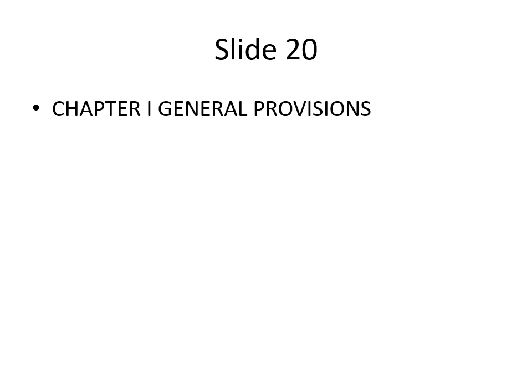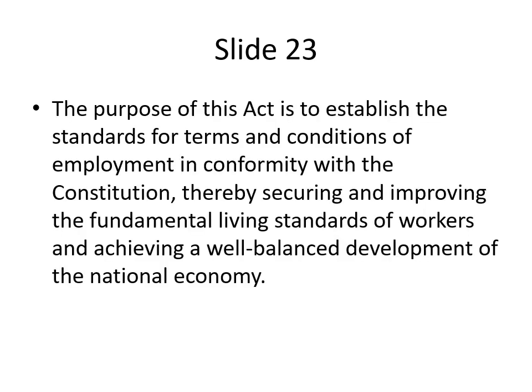Chapter I General Provisions. Article 1, Purpose. The purpose of this Act is to establish the standards for terms and conditions of employment in conformity with the Constitution, thereby securing and improving the fundamental living standards of workers and achieving a well-balanced development of the national economy.